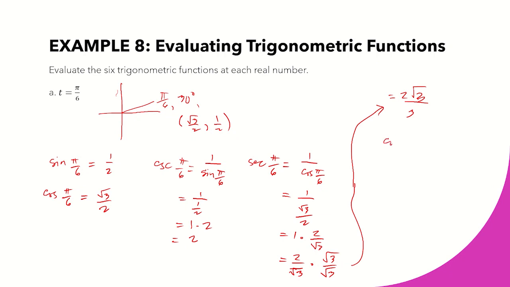For our cotangent, it's just the reciprocal of our... wala pa pala tayong tangent. So, tangent is just sine pi over 6 over the cos of pi over 6. So the sine is 1 half. Cosine of pi over 6 is square root of 3 over 2. So, that's 1 half times 2 over square root of 3. So, you will get 2 over 2 square root of 3.